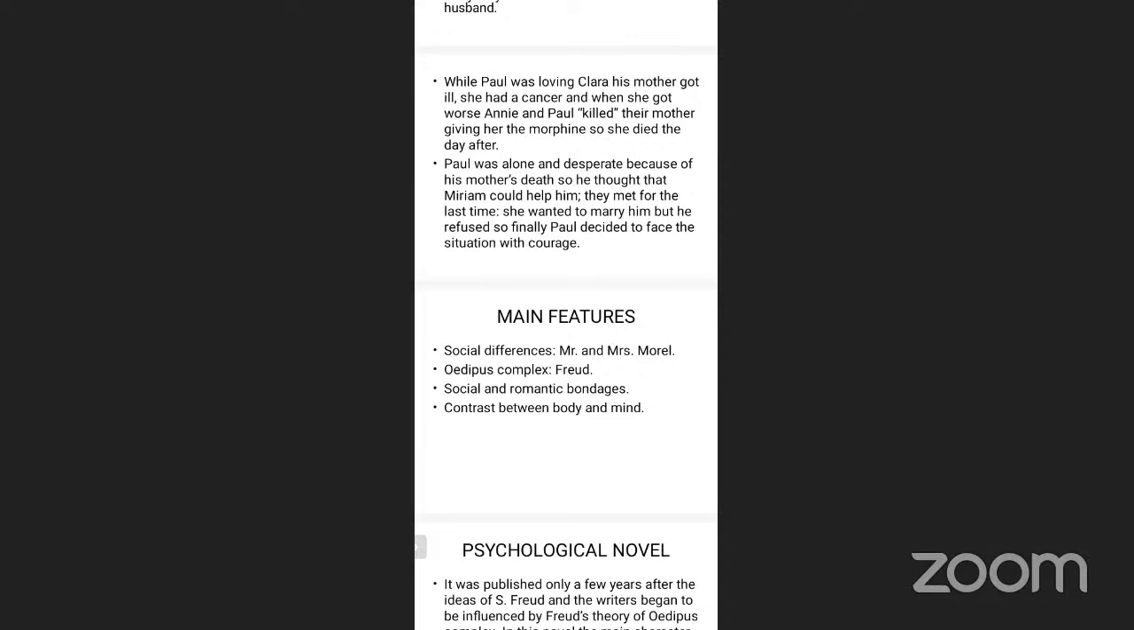Now, Paul was alone and desperate because of his mother's death. So he thought that Miriam could help him. When he found that his mother is dead and Clara has already left, he is very astonished with his own decisions and what he has done. He was suffering from great guilt and so many things.